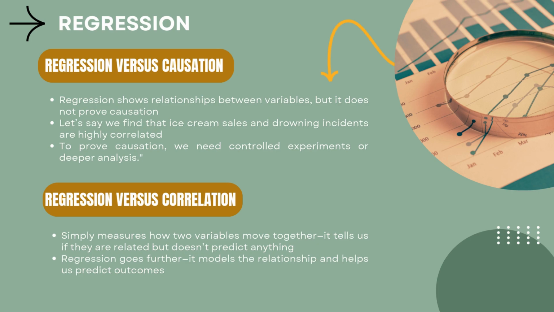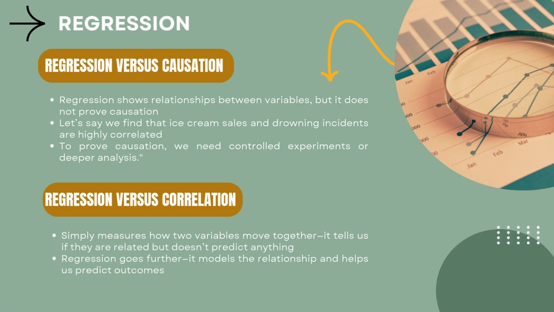We discuss first the regression versus causation. This is a big misconception. Regression shows the relationship between variables, but it does not prove causation. Let's say we find that ice cream sales and drowning incidents are highly correlated. Does that mean eating ice cream causes drowning? Of course not. The real factor is the hot weather. People eat more ice cream and also go swimming more. To prove causation, we need a controlled experiment or deeper analysis.